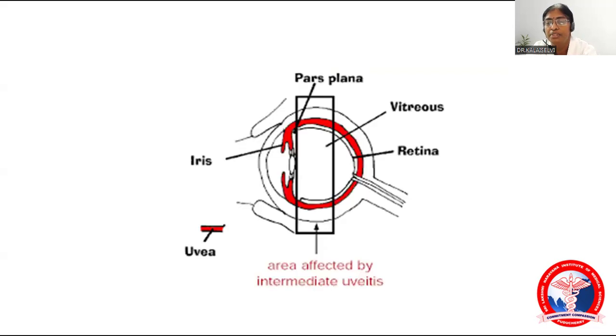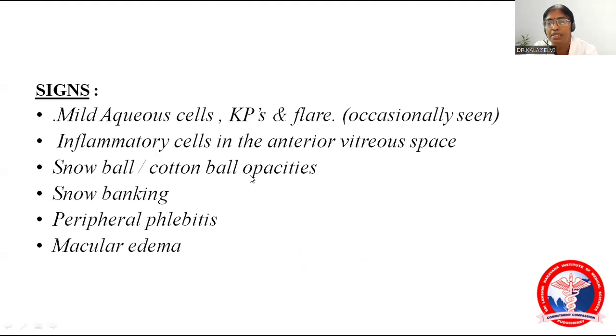This is a picture which depicts the site where the inflammation is seen: the pars plana of the ciliary body, peripheral choroid, and the peripheral retina. Coming to the clinical signs, as I said, the anterior segment is minimally involved. You might see keratic precipitates on the back of the cornea, and when they occur, you can find minor cells and flare, only 1 plus or 2 plus flare and 1 plus cells.